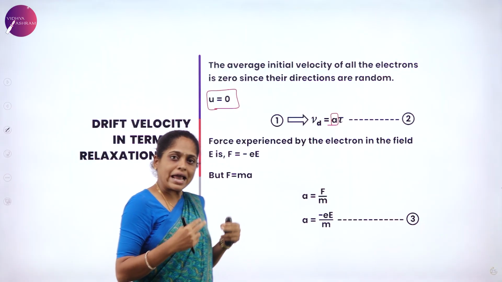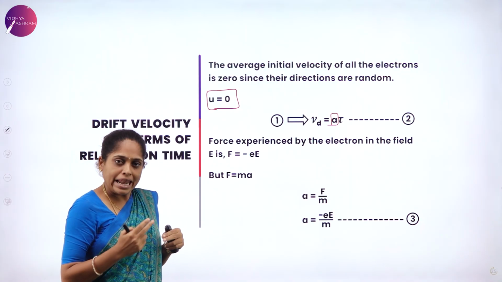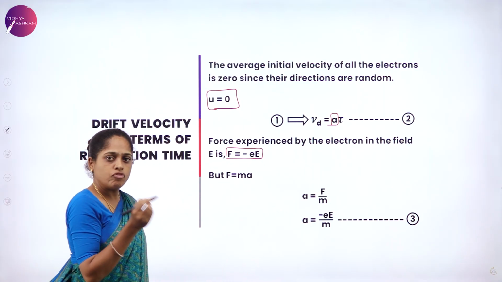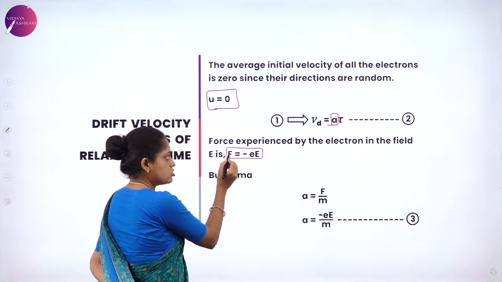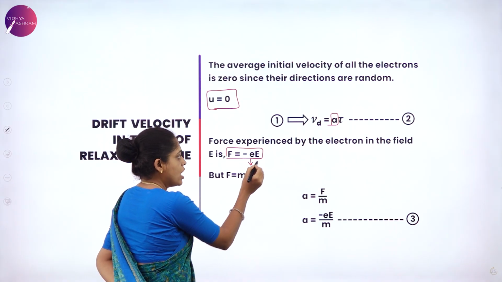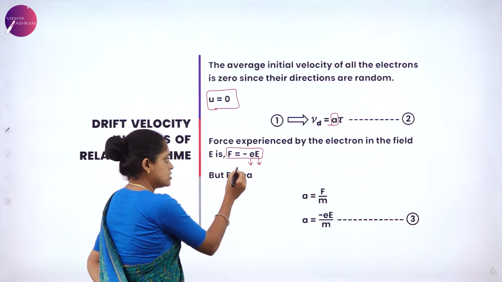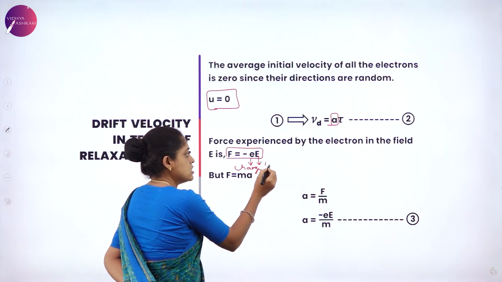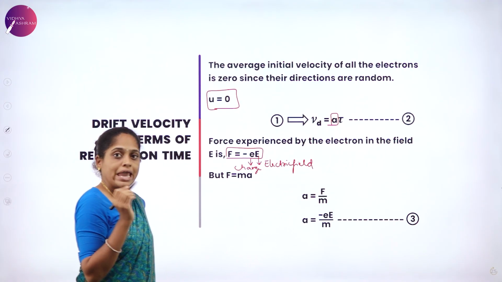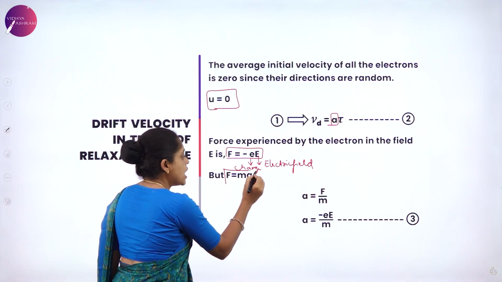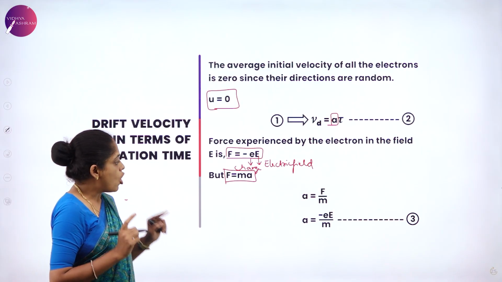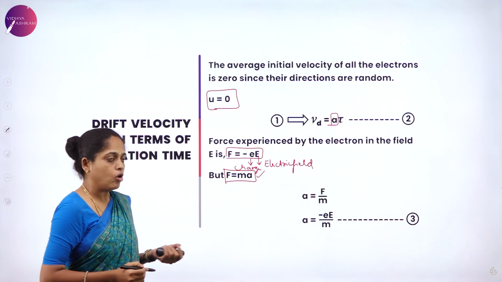Let us find that acceleration, which is due to the electric field. From the electric field, we have the force equation, which is given by force is equal to minus eE, where e is the charge of the electron and E is the electric field. This is the charge and this is the electric field. We also have the expression for the force, that is mass into acceleration. Now equate these two equations, or from this equation find out the a.